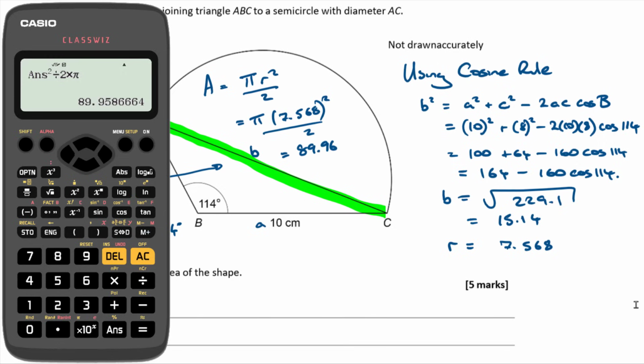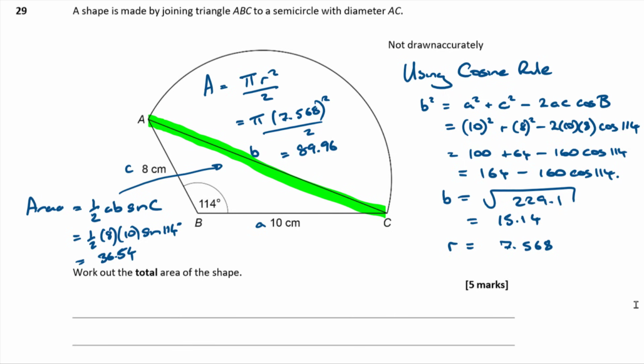89.96. So then I've got the area of the semicircle, got the area of the triangle, so then the total area. It's going to be those things added together. I feel like I'm on a roll.